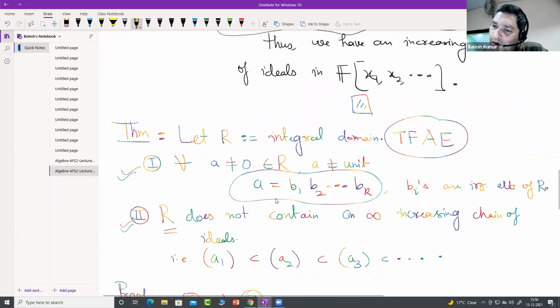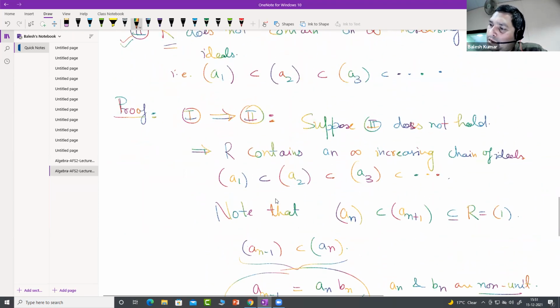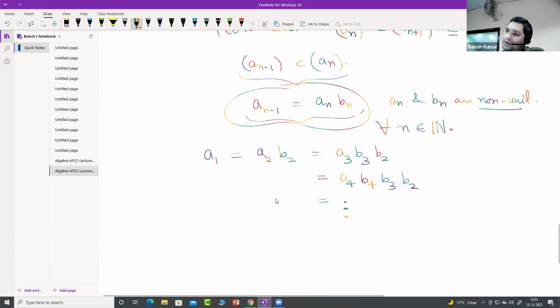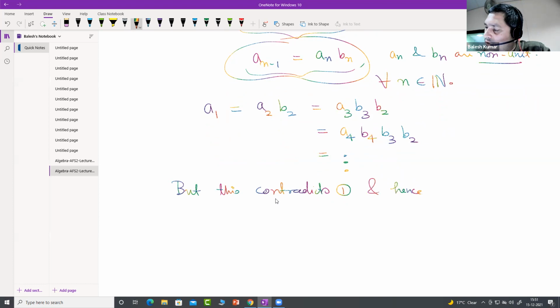That means for every non-zero element of the integral domain, one will always be able to write A as a product of finitely many factors. But if we assume that R contains an infinite increasing chain of ideals, then we get an element which can be written into factors which doesn't stop. This contradicts property one, and hence two follows.